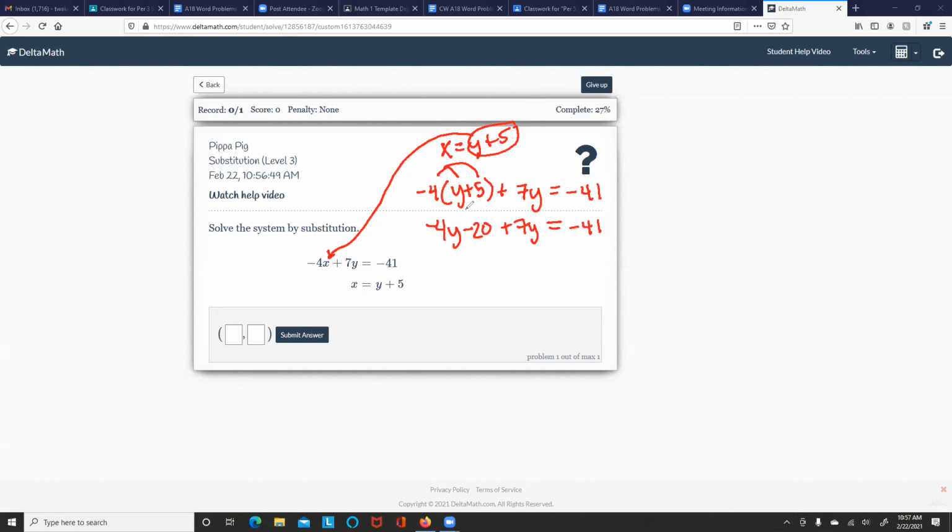All right, now we want to combine the y's as like terms. So if I take 7y and I minus 4y, that'll give me 3y. And let me go ahead and add the 20 to both sides over here to save me a step from rewriting the whole thing again.